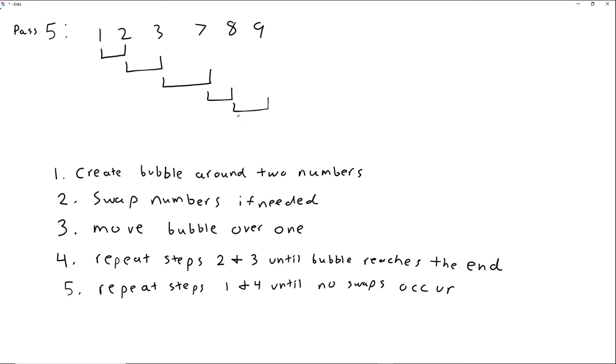So now, since we've finally repeated steps 1 through 4, which is one pass, and we keep doing those passes until no swaps occur, now that no swaps occur, the algorithm can be sure that the array, or the list, has now been sorted.